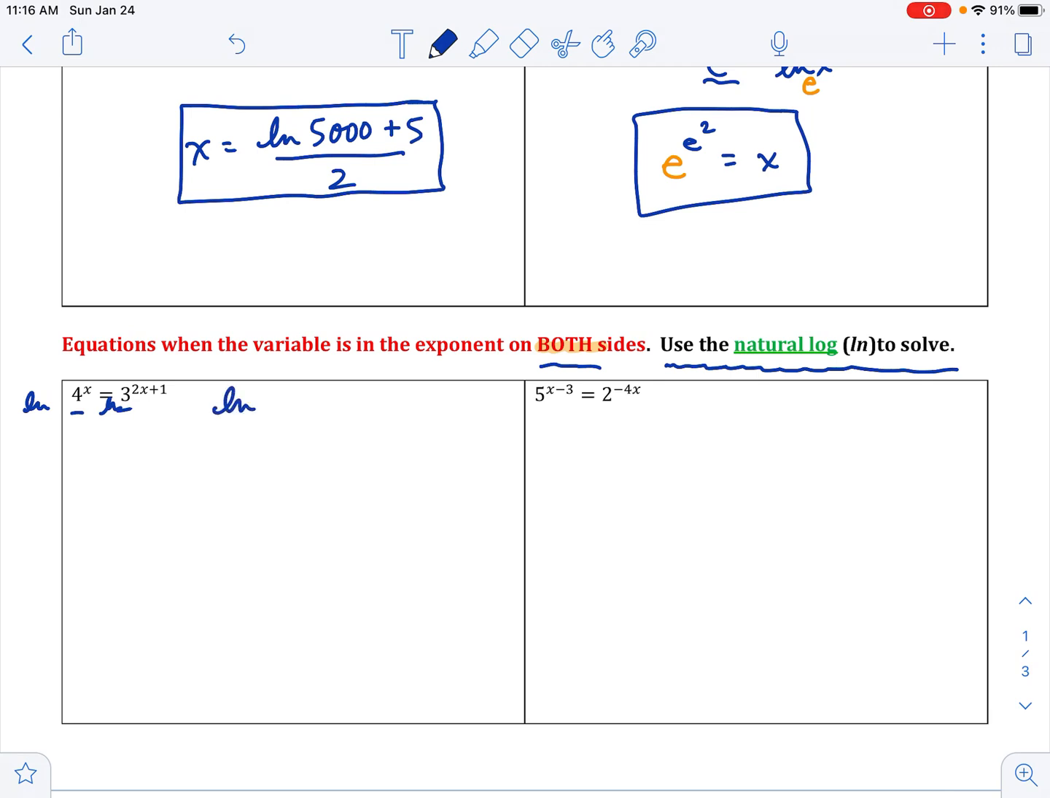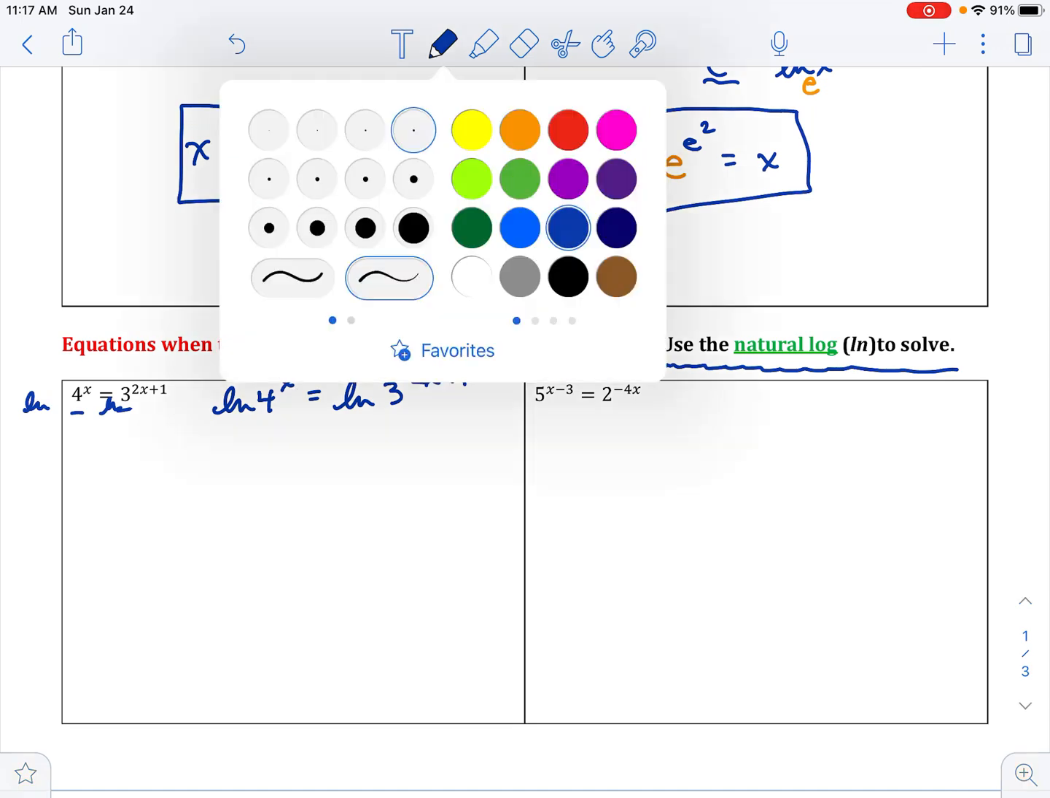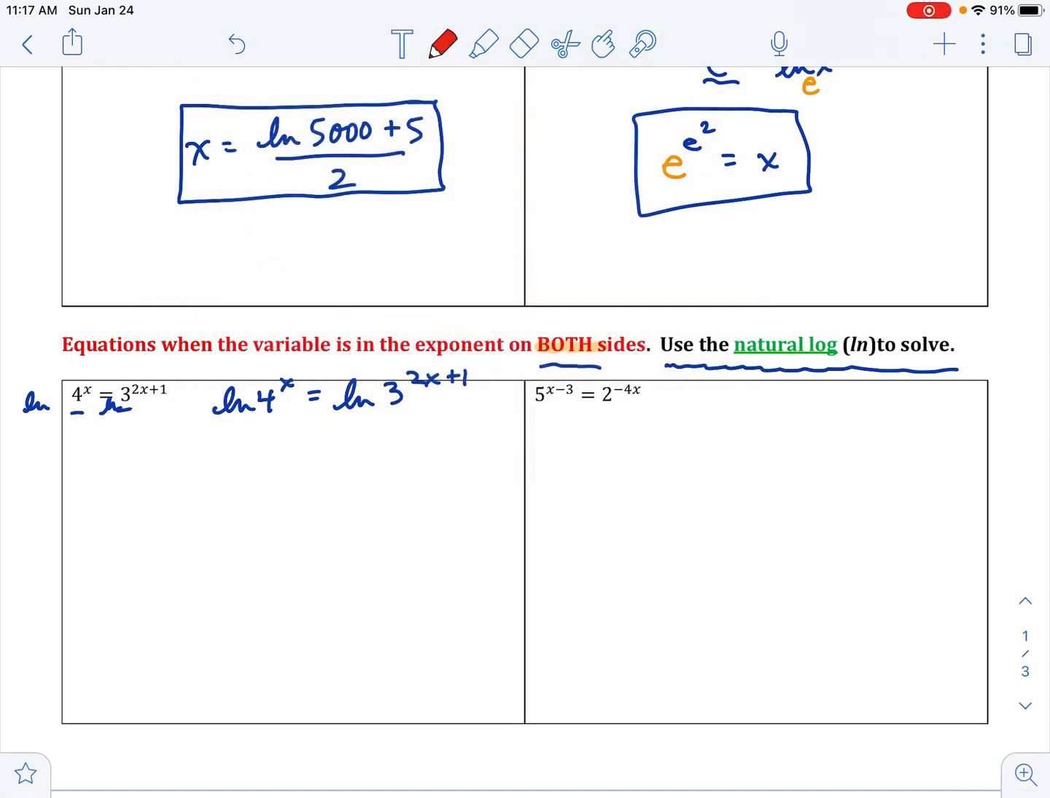So what that looks like is now it's the natural log of 4 to the x equal to the natural log of 3 to the 2x plus 1. All right, from here, I am going to remind you of the property that we had where we have log base b of a to the x, and that x gets moved out in front, and so then we have x times log base b of a. All right, so I'm going to use that concept here.